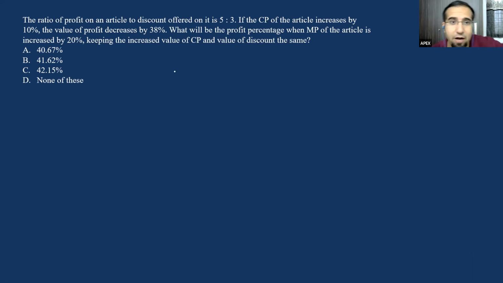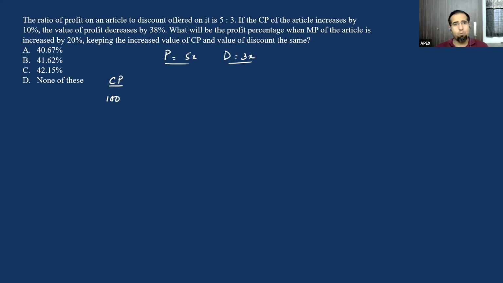So the ratio of profit of an article to the discount offered is 5:3. So fair enough. Let's write profit is equal to 5x and discount is equal to 3x. Right. So CP of an article is increased by 10%. So let me assume that CP of the article, let's say, is 100 rupees. Not important because the question is asking you profit percentage, so the variable will get cancelled. By now, you should start getting into these parts that, is the variable getting cancelled? If yes, then we will be accordingly assuming the variables.